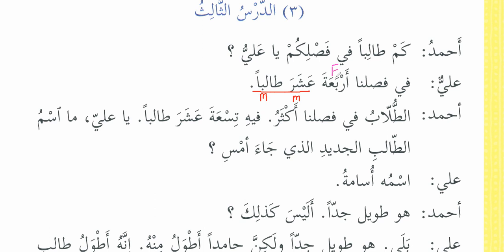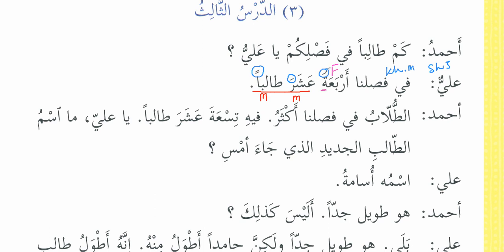And now, what is the position of this number? Fi faslina, it's a shibh jumla. So this is khabar muqaddam, right? Early khabar. Now, arba'ata ashara will be mabni on fatha throughout from 11 to 19. Mabni on fatha. Tamiz will remain mansub throughout. So the number will be mabni on fatha throughout from 11 to 19.